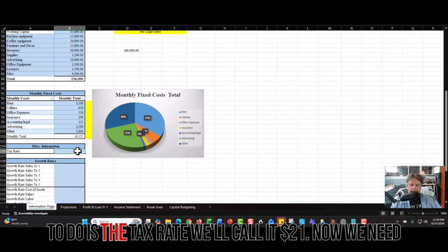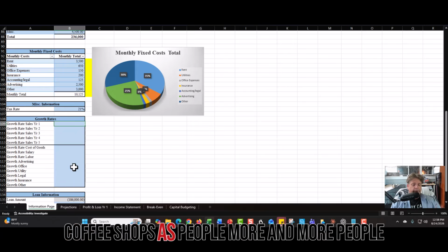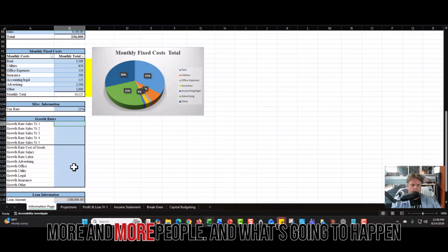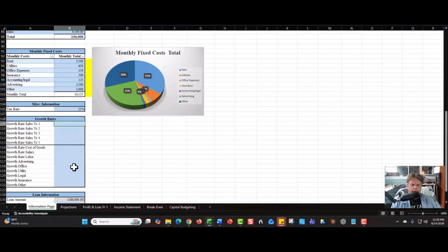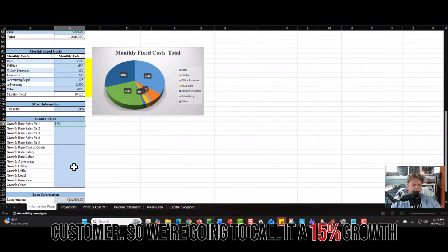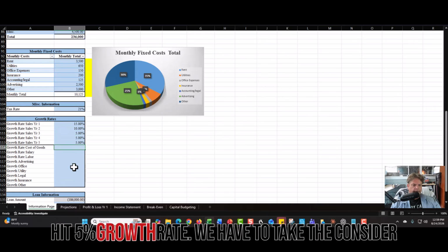Next thing we're going to do is the tax rate. We'll call it 21%. Now, we need our growth rates for our sales. Typically, as the coffee shop becomes known to more and more people, the sales are going to grow, as well as you're going to establish loyal customers. So we're going to call it a 15% growth rate first year, second year 10%, and then we'll hit 5% growth rates.